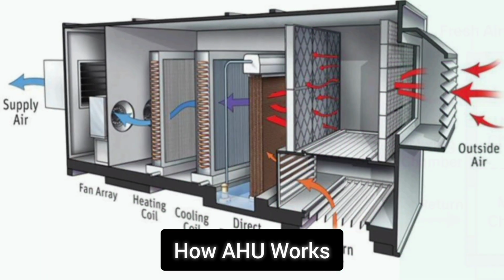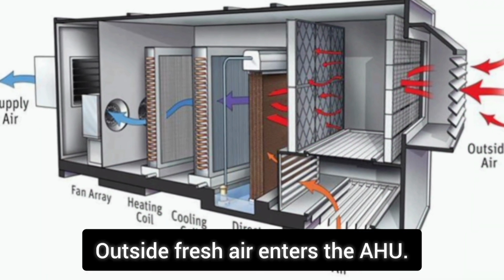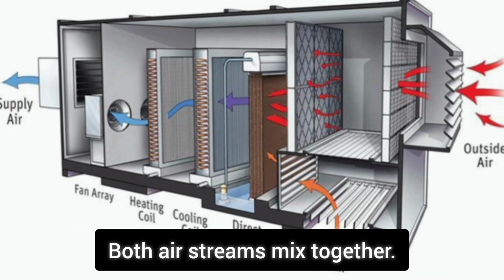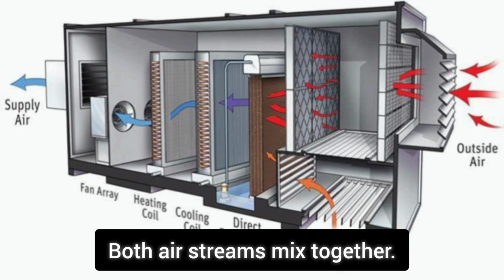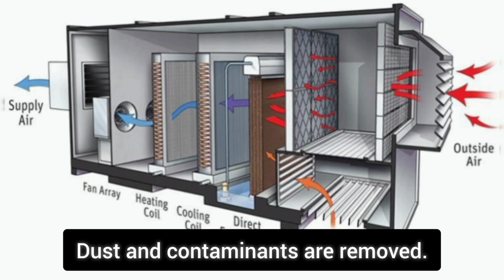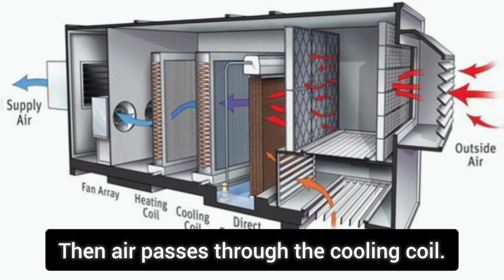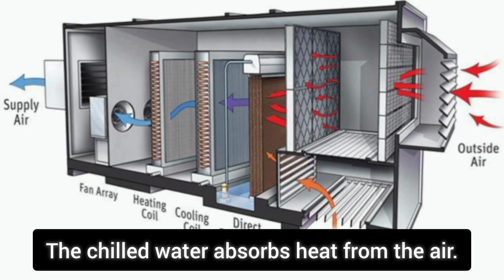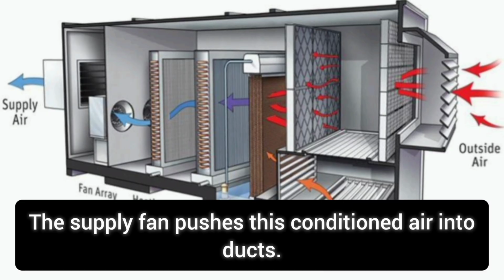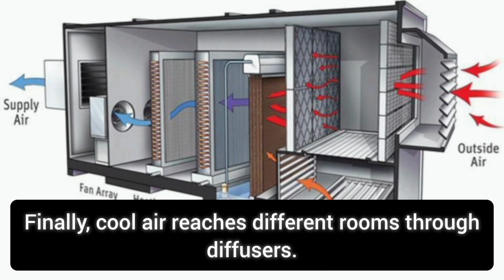How AHU works. Outside fresh air enters the AHU. Return air from the building also enters. Both air streams mix together. The mixed air passes through filters. Dust and contaminants are removed. Then air passes through the cooling coil. The chilled water absorbs heat from the air. Now the air becomes cool. The supply fan pushes this conditioned air into ducts. Finally, cool air reaches different rooms through diffusers.